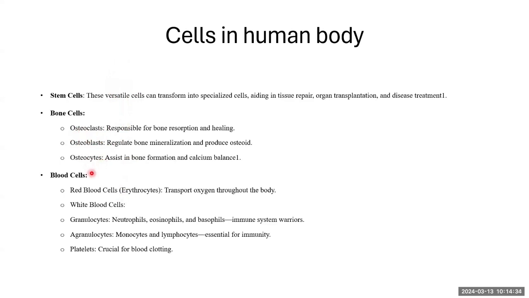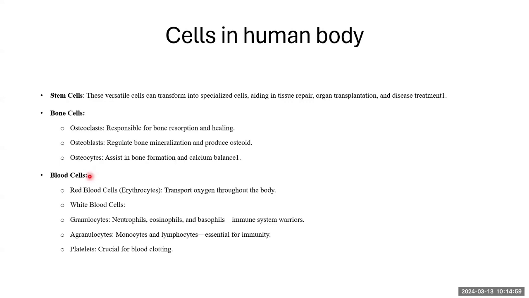Next, we're going to talk about the blood cells. You don't have to memorize all of it, but you have to retain the idea of the different types of cells present in our body and how they function. At least you have to be aware of how they work in our body. Next are the blood cells.